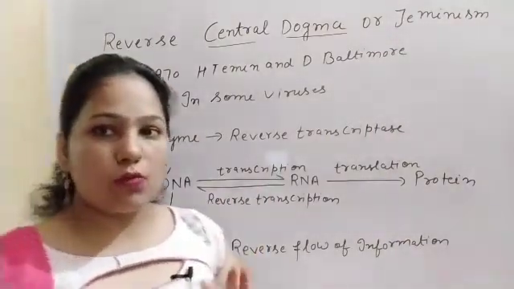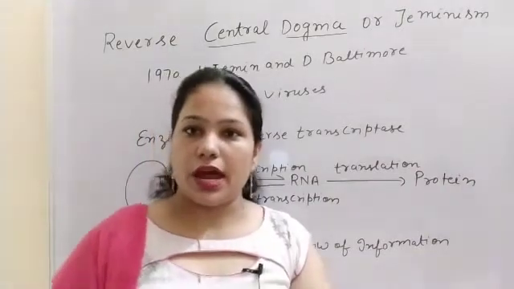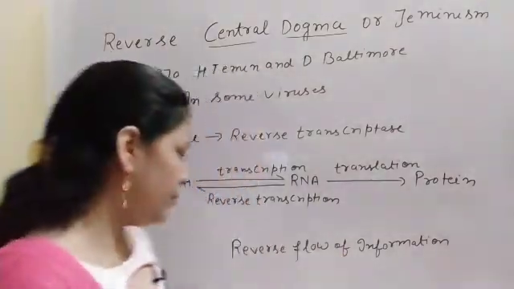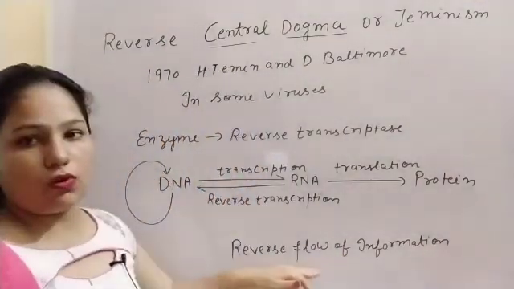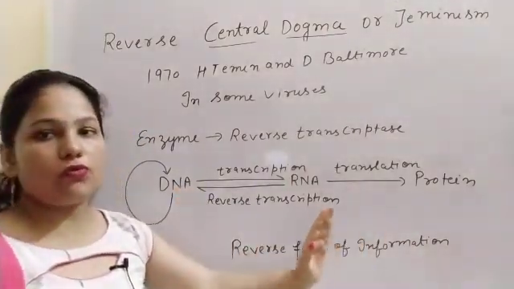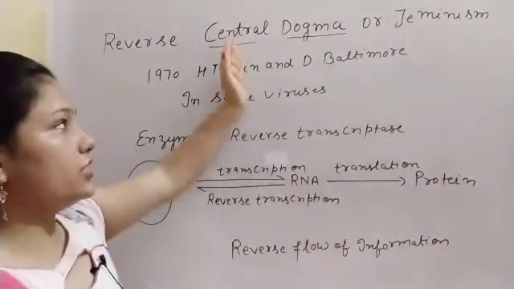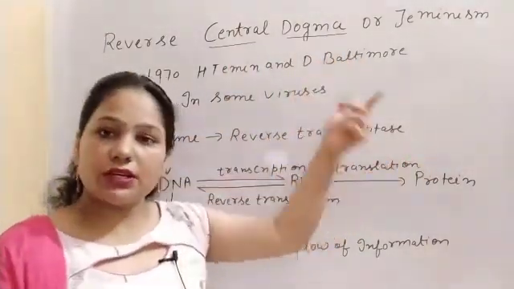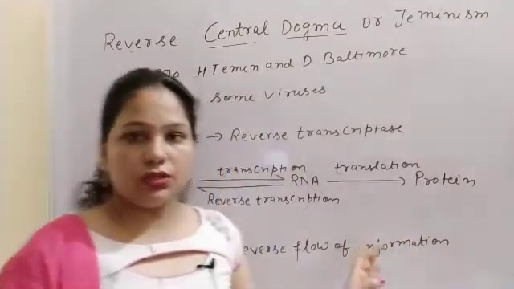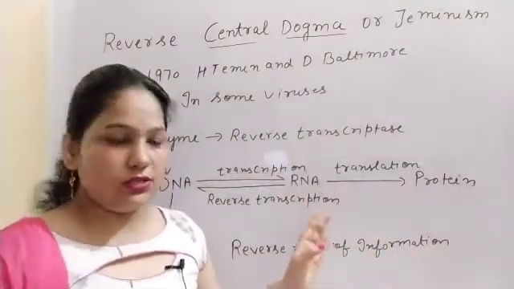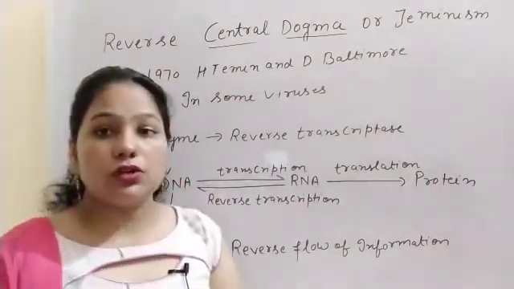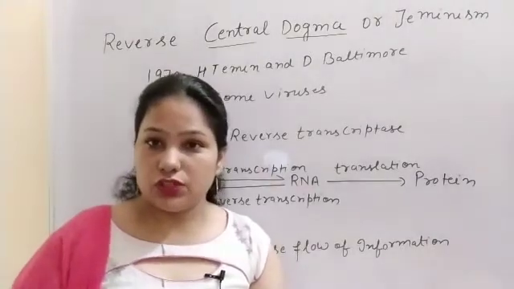So this is the most common in case of the viruses, and these viruses can make DNA from the RNA template, and it is the reverse flow of information, because the linear or single flow of information is the central dogma. But if it is in the reverse direction, then we can say reverse flow of information in case of some viruses. So these two scientists proposed this reverse transcription, so they got the Nobel Prize for this work also.